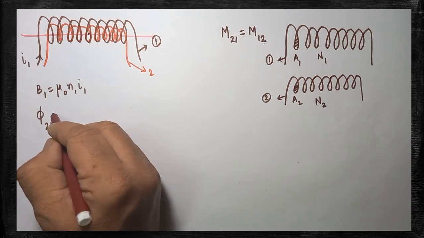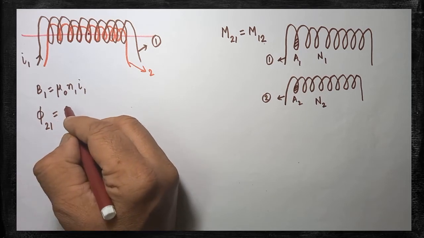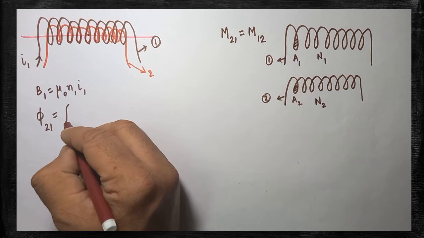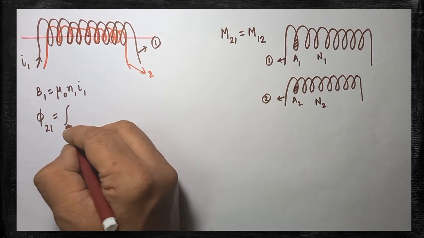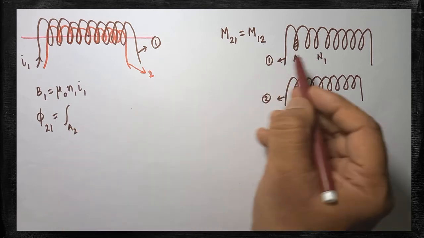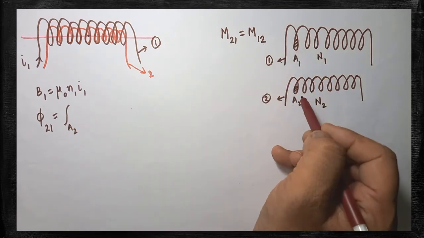How to calculate this? Here we have to use the formula. Integral of B1 dot dA2. What is A2? Why is A2 used? Here this is the area of cross section of the second coil.